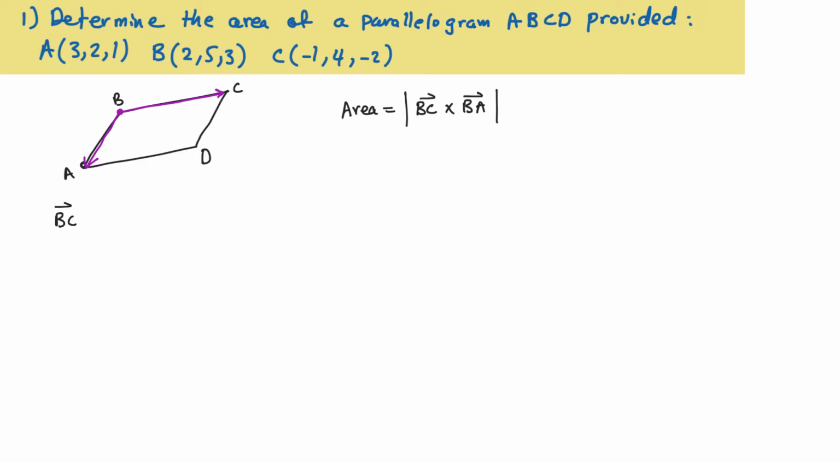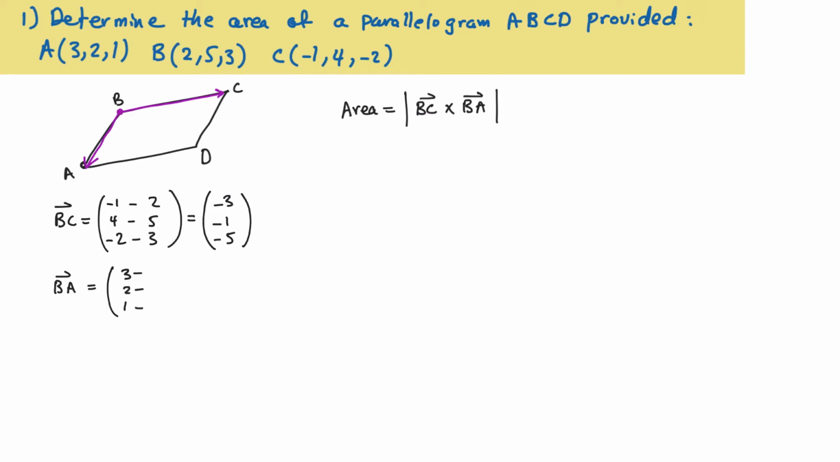So vector BC is going to equal the coordinates of point C, -1, 4, -2, subtracted by the coordinates of point B, which are 2, 5, and 3. -1 minus 2 is -3, 4 minus 5 is -1, and -2 minus 3 is -5. The other vector that we need is vector BA, found by taking the coordinates of point A and subtracting the coordinates of point B, which are 2, 5, and 3. Then 3 minus 2 is 1, 2 minus 5 is -3, and 1 minus 3 is -2.